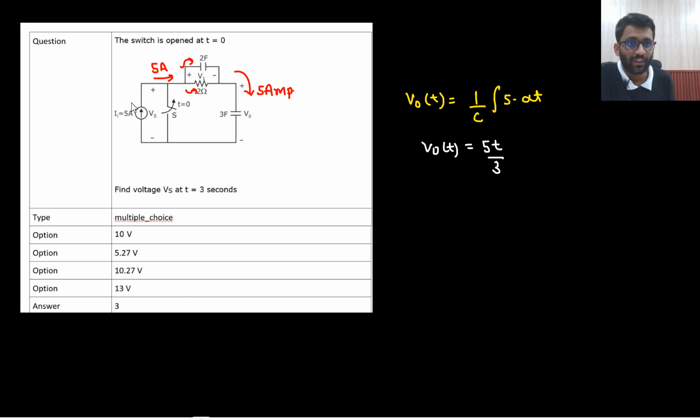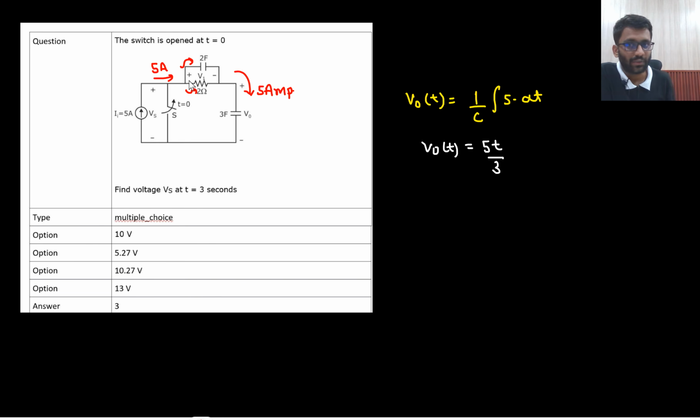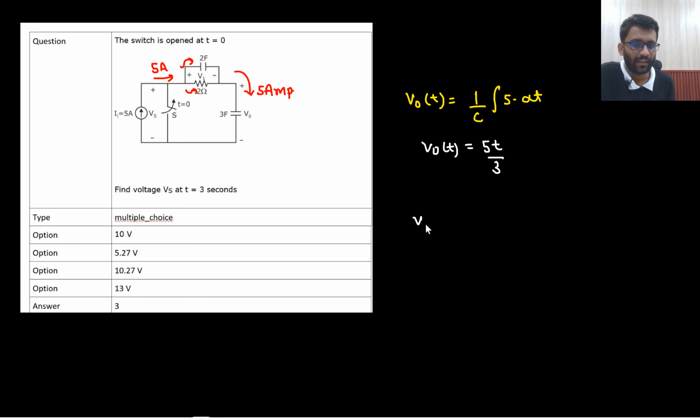There is no voltage source. If there was a voltage source, then you would have said that sir, there will be impulse current, because V by 0 would be infinite current. But that is not the case here. The current is constant, so that current will be flowing through the 2 farad capacitor. If that is flowing through the 2 farad capacitor, what will be your v1? v1 will be 0 volt, right? v1 will be 0 volt.